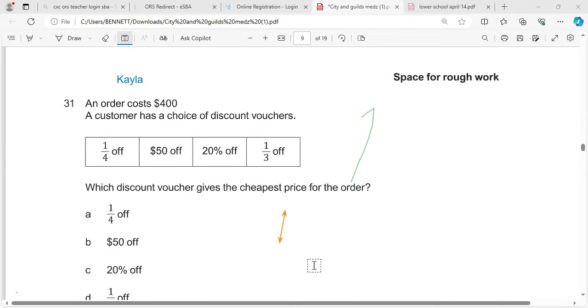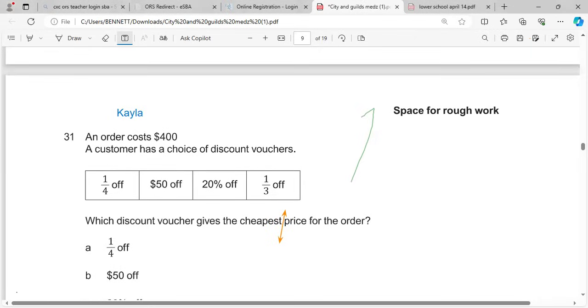Alright, so Mikoya takes it again. Alright, so Kayla is gonna walk us through it, based on the time we need to. Okay, so it says that an order costs $400. Our customer has a choice of discount, which is a quarter off, $50, 20%, and 1/3 off.